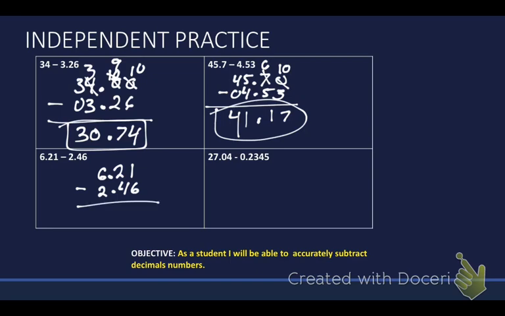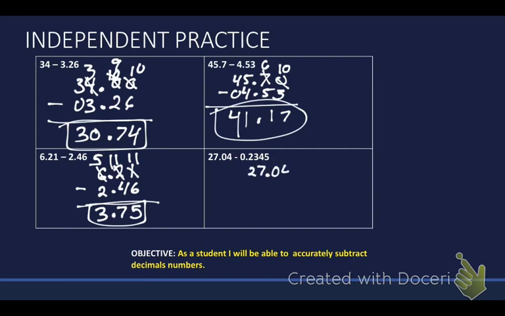1 minus 6 cannot do. Borrow from the 2, it becomes a 1, the 1 becomes an 11. 11 minus 6 is 5. 1 minus 4 you can't do. Borrow from the 6, it becomes a 5. 1 becomes an 11. 11 minus 4 is 7. Decimal and 3. 3 and 75 hundredths. Next one.